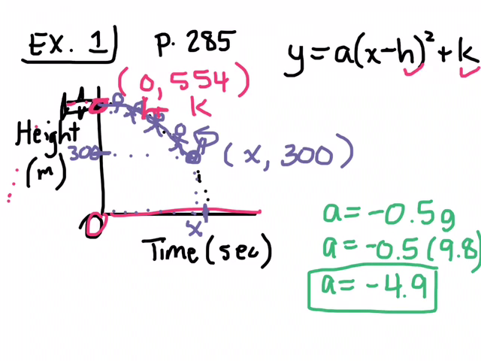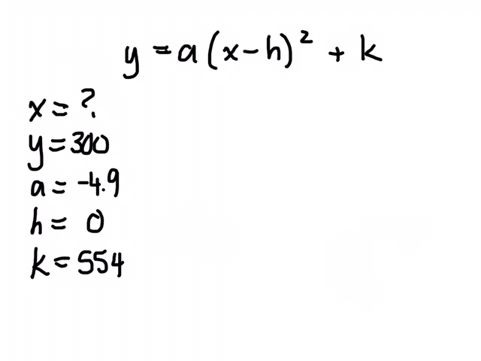Okay, so now I have my a value. We're trying to find x, right? We're trying to find the point where the parachute opens. I want to know how many seconds have passed. Do we know the y value? Yes, we do. So we actually know y, we know a, we know h and k, and we need to find x. We need to find the time that passes, okay? Okay, so these were all the values that we were given. Let's plug it into our equation and solve for x.